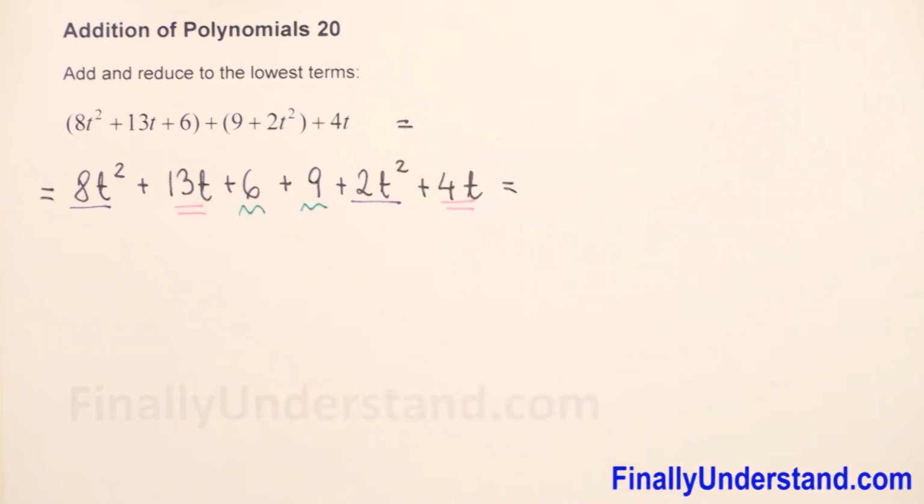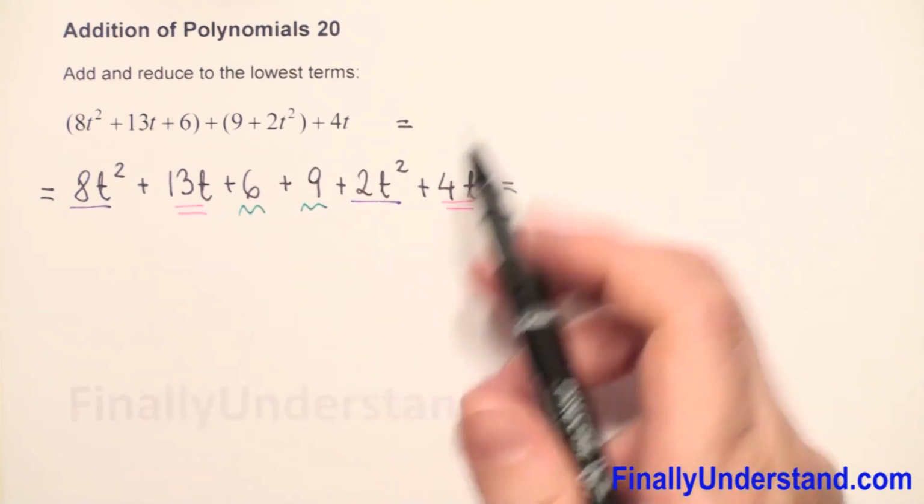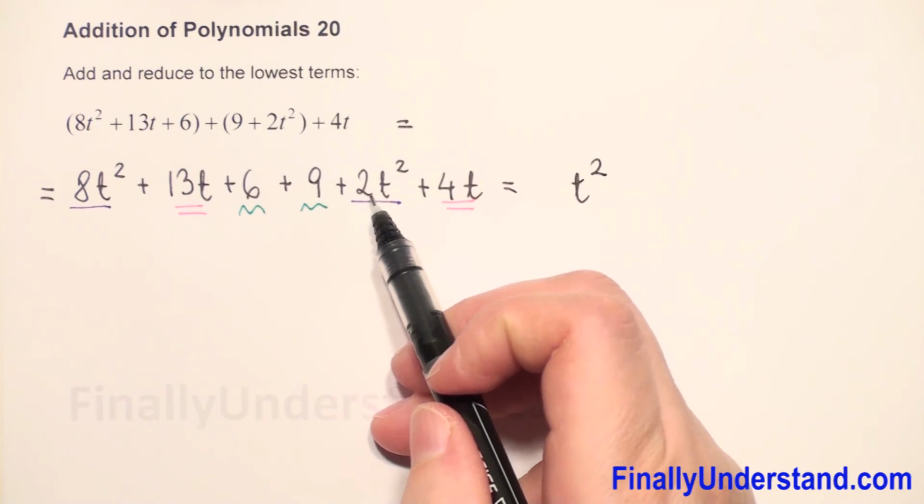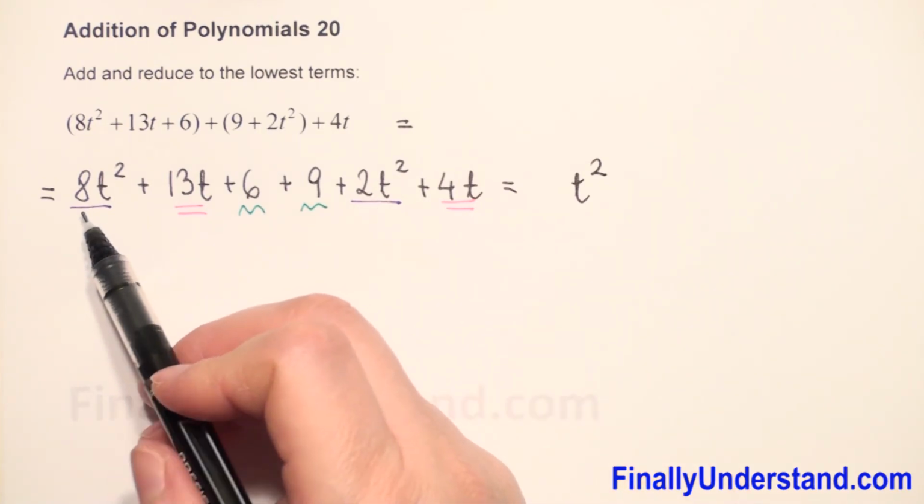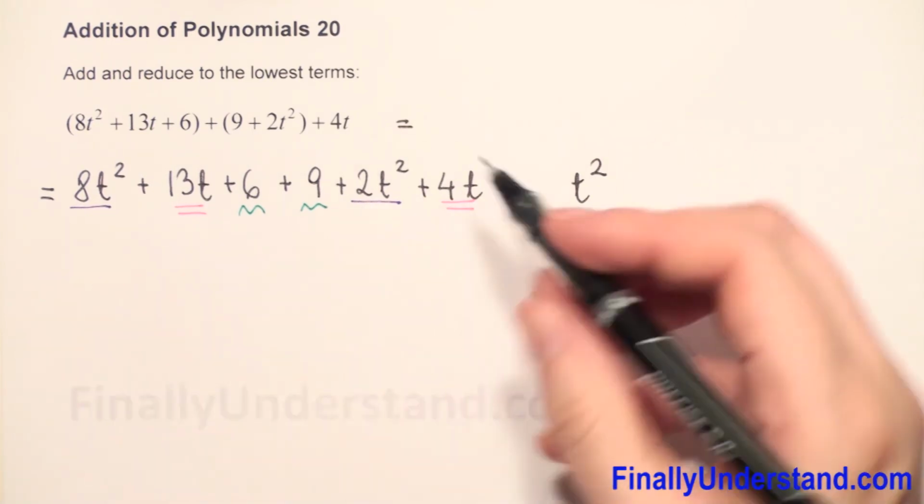So we start from the highest power. We copy the variable with the highest power, we have t squared, and we just add the coefficients before t squared. We have 8 and 2. 8 plus 2 is 10.